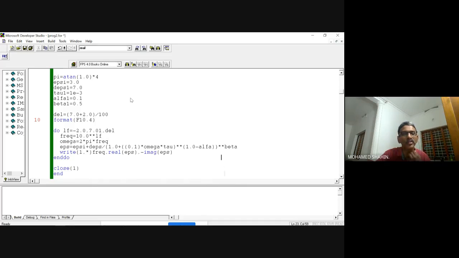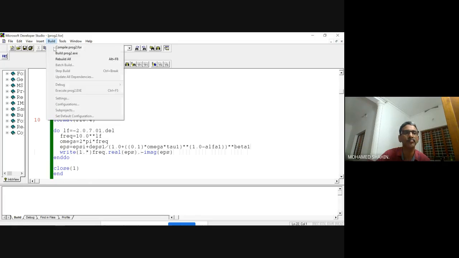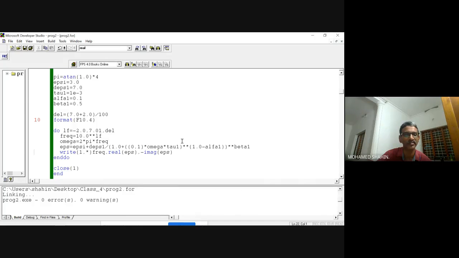Now you declare it everywhere. DEPS1, tau 1, alpha 1, beta 1. That's it. Now you save it, build, rebuild all. If you find some error, you have to rectify at this point. You should not write a program completely and then try to locate the errors. You have to do it step by step.